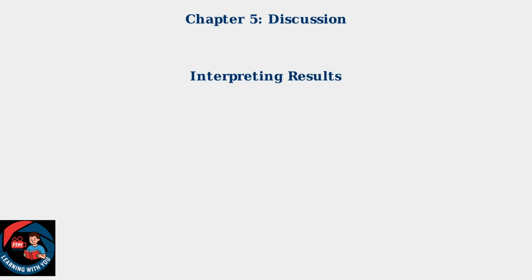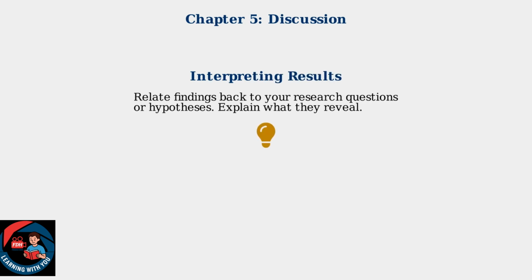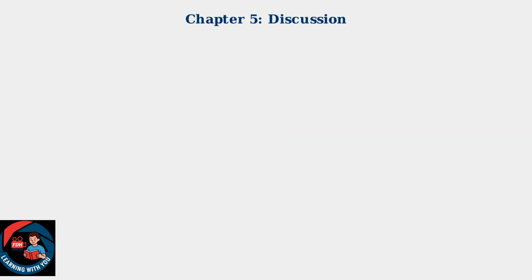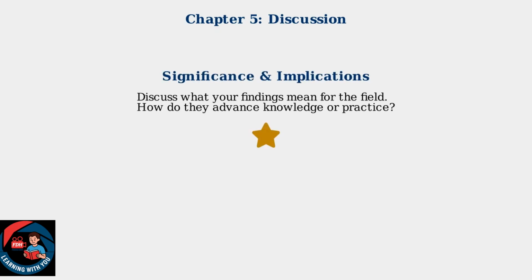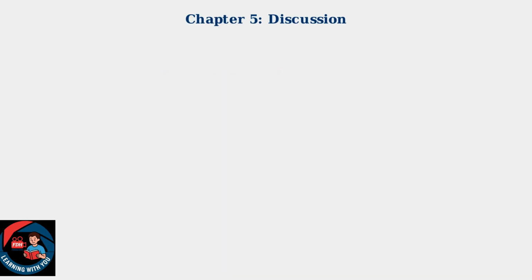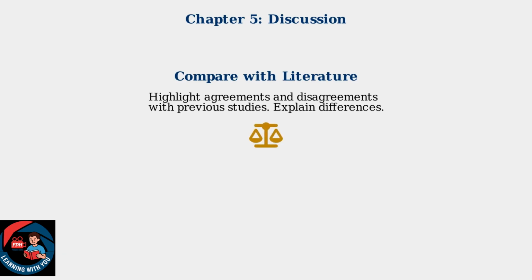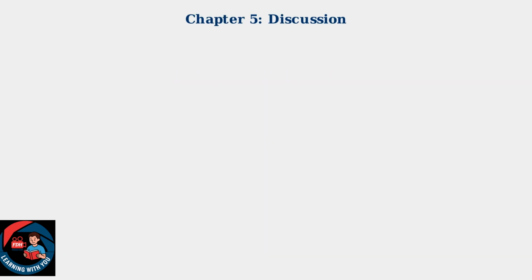Begin by directly linking your results to your research questions. For each finding, explain what it tells us about the topic you're studying. Next, explore the broader significance of your results. What implications do they have for theory, practice, or policy in your field? Compare your findings with existing research. Discuss where your results align with previous work and where they differ, offering explanations for any discrepancies.